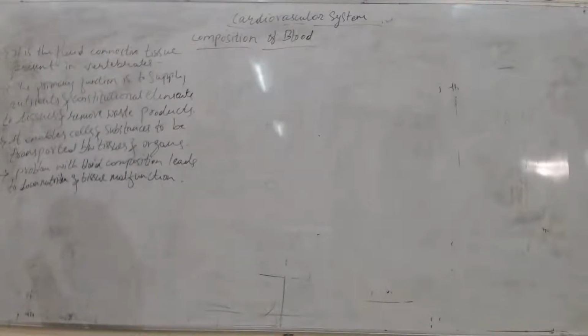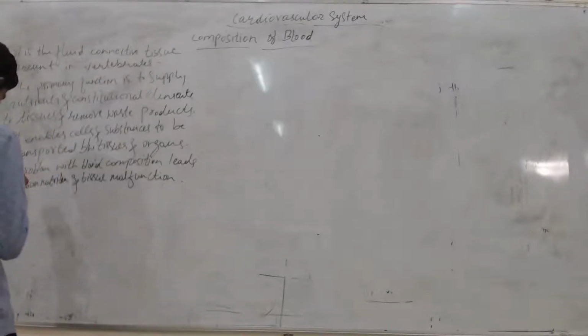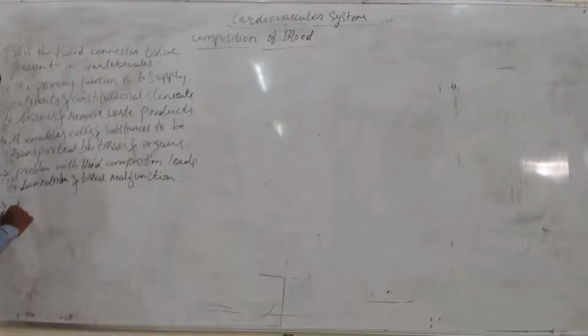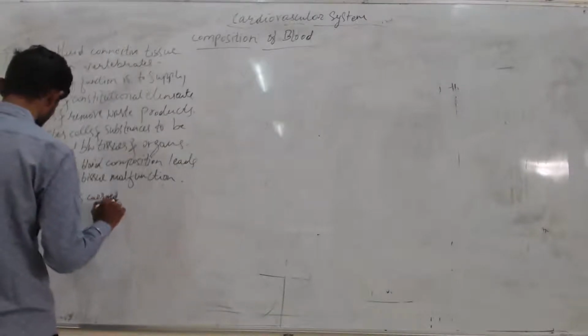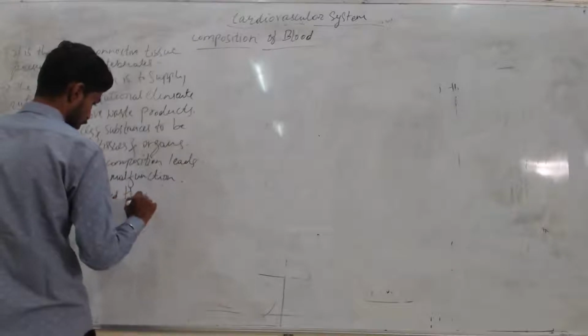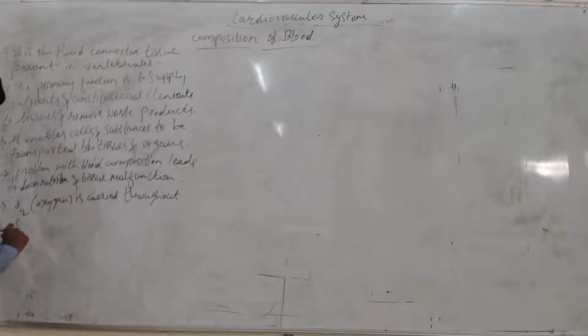Blood is also involved in maintaining homeostasis by acting as a medium for transferring heat to the skin and by acting as a buffering system. The O2 is carried throughout the body by the blood circulation. O2 means oxygen.